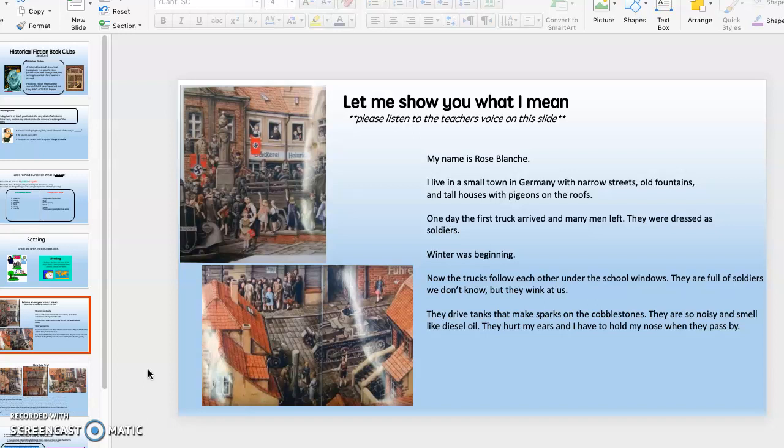But now I have to pay attention to the trouble that is brewing, like I said before, because I have the setting and now I need the mood. So as I pay attention to the trouble, I'm going to think, so Rose Blanche says it's starting to be a place full of trucks and soldiers. They're looking at us, and instead of peaceful birds, it sounds like engines and smells like oil, these big, huge machines coming down the street, these soldiers looking at us.